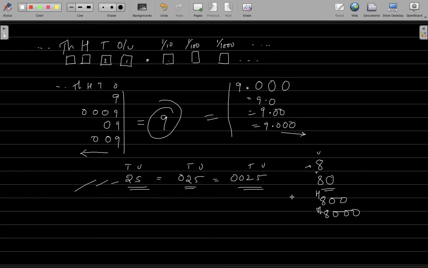That is the reason you don't say that these values are the same, right? 8 is different from 80, and 80 is different from 800. 800 is different from 8000. So when introducing zeros to the right hand side, you must be very careful on this point.